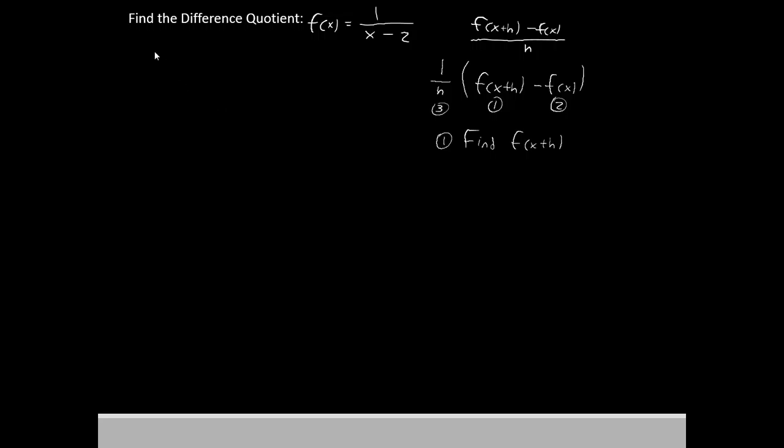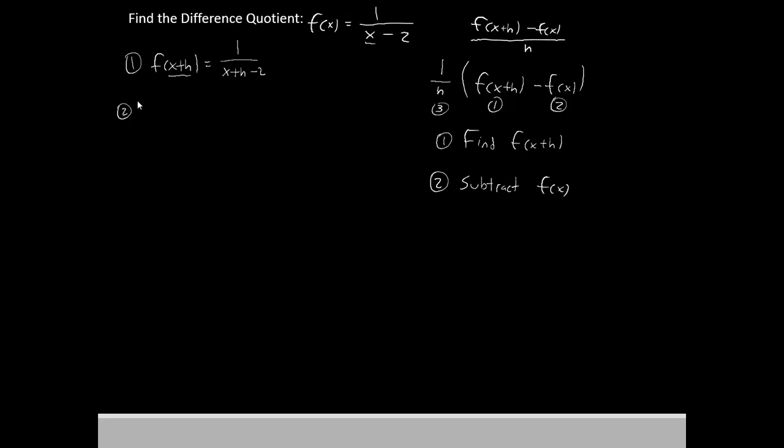If you remember what we did last time for our first step, when we did f of x plus h, all we did was replace this x with x plus h. Our equation will become 1 divided by x plus h minus 2. Not too bad, that's the end of the first step. However, in the second step, we are going to have to subtract f of x from that.